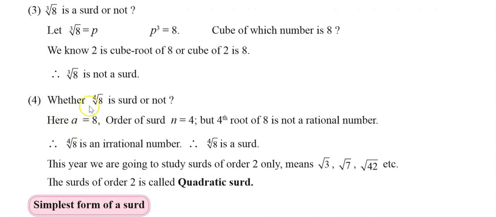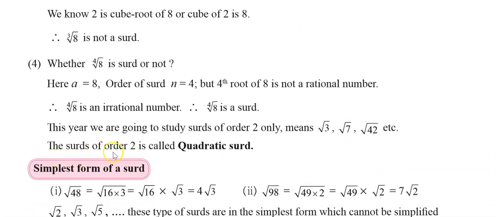Next, whether the fourth root of 8 is a surd? Yes, the fourth root of 8 is a surd. Therefore, the fourth root of 8 is an irrational number and therefore it is called a surd. Now this year we are going to study the surds of order 2 only. That means the square root of 3, square root of 7, square root of 42, etc. The surds of order 2 are called quadratic surds.